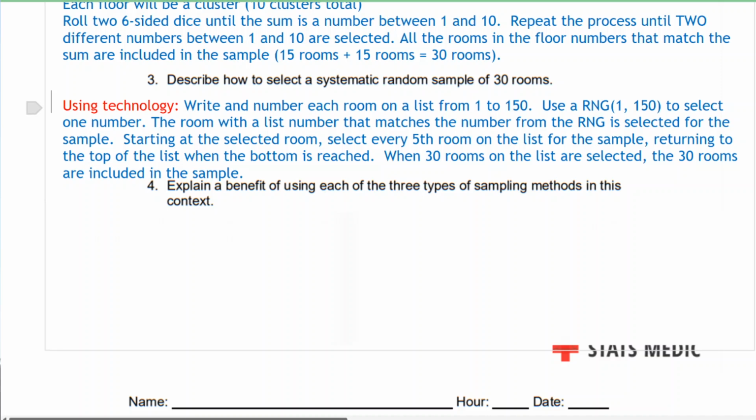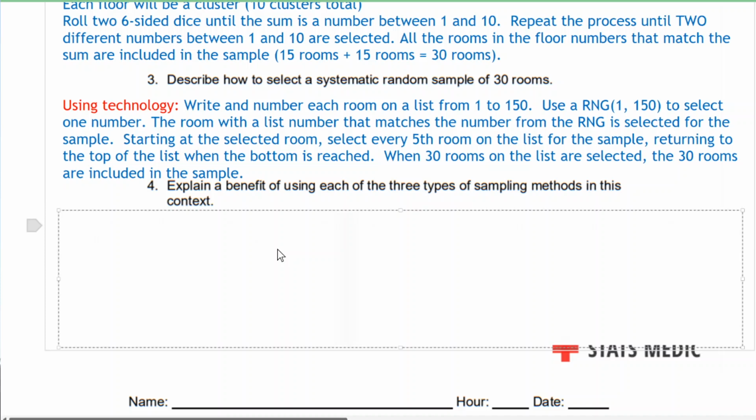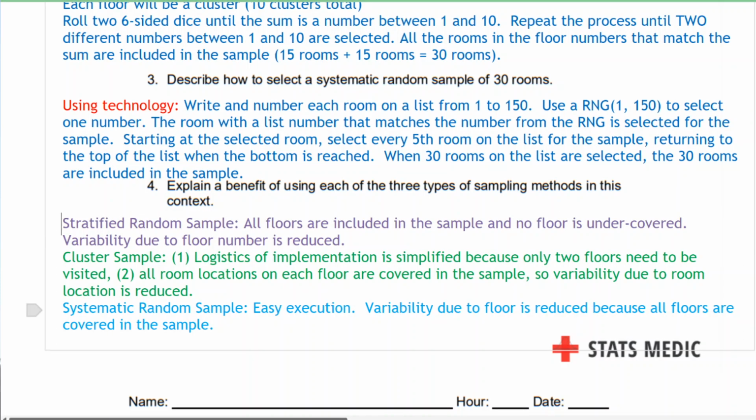Question 4, what are the benefits of using each of the 3 types of sampling methods in this context? Well, let me tell you. Number 1, if you use a stratified random sample, that means all the floors are going to be included in the sample and no floor will be undercovered. Variability due to floor number is going to be reduced since every floor will be included in the sample.